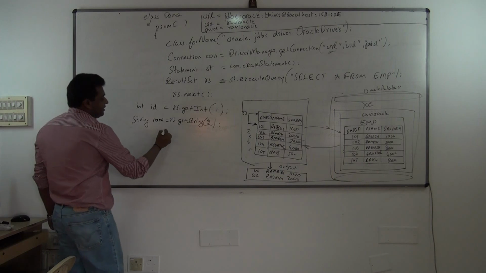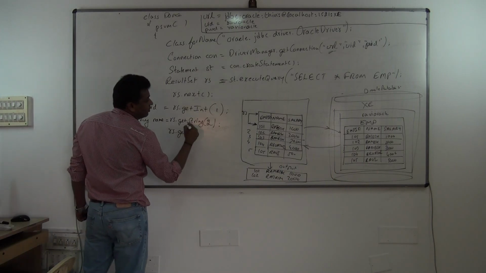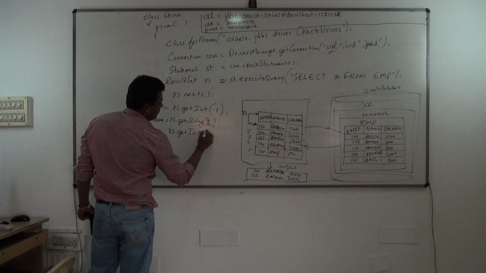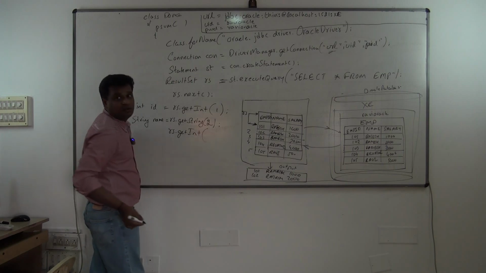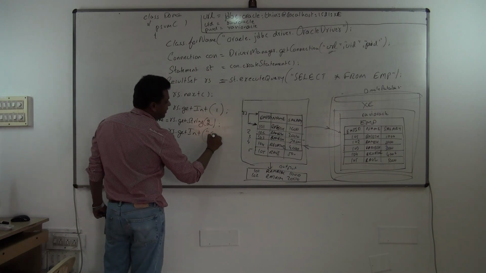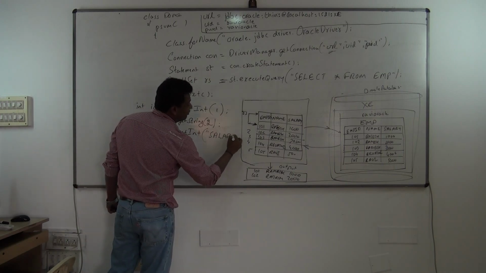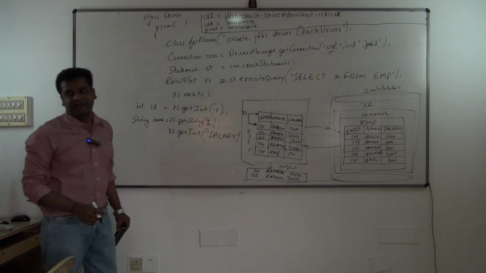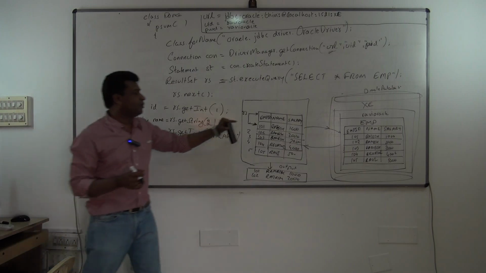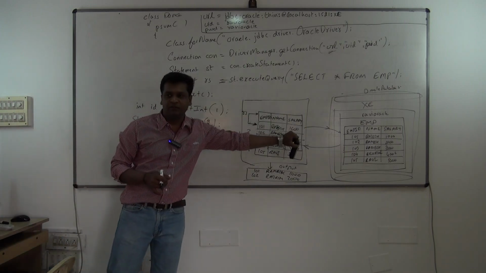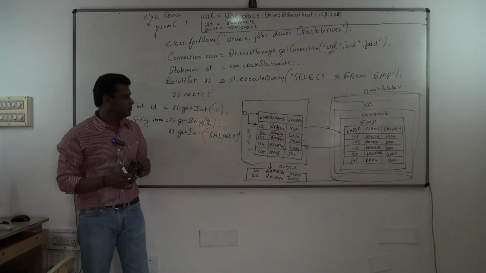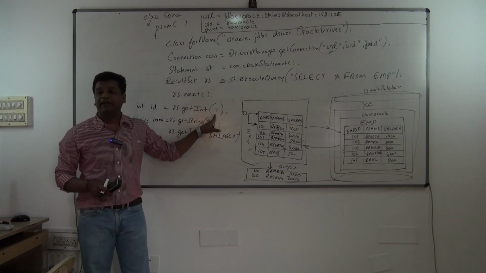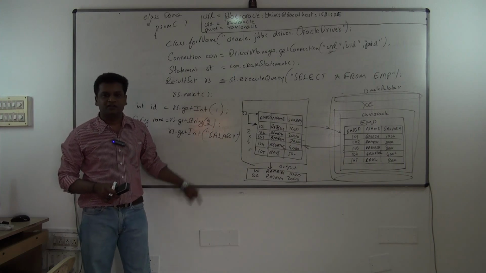Understood? So similarly, I can also say rs dot, the third column now, get int of 3. Or one more option is there. I can go with the name of the column. Whatever name of the column you have given in the database, you can use that. Either you go with the number of column, first column, second column, third column, or you go with the name. Instead of 1, 2, I could have written employee ID, name, like that also.